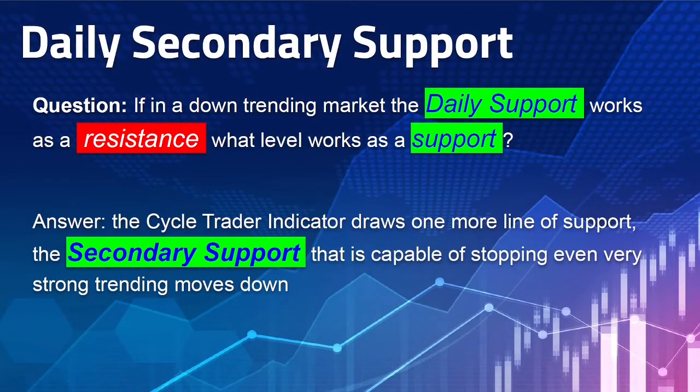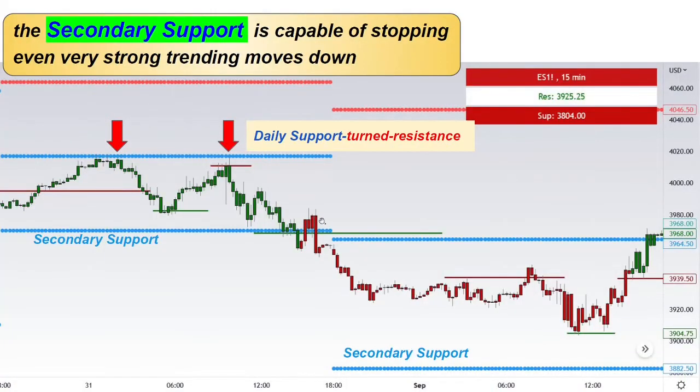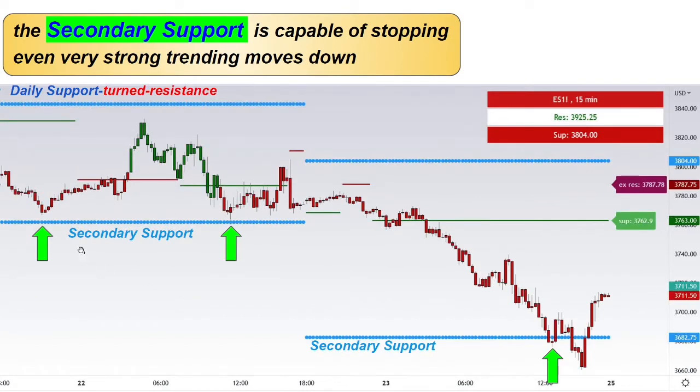The main conclusion is that the secondary support, the lower blue line, is capable of stopping even very strong trending moves down. You can see that once price starts to approach secondary support, bears are losing momentum. They are getting exhausted, and very often price would turn back up even without touching the secondary support. In that particular case, you can see that secondary support got tested twice and bears cannot break under that level.